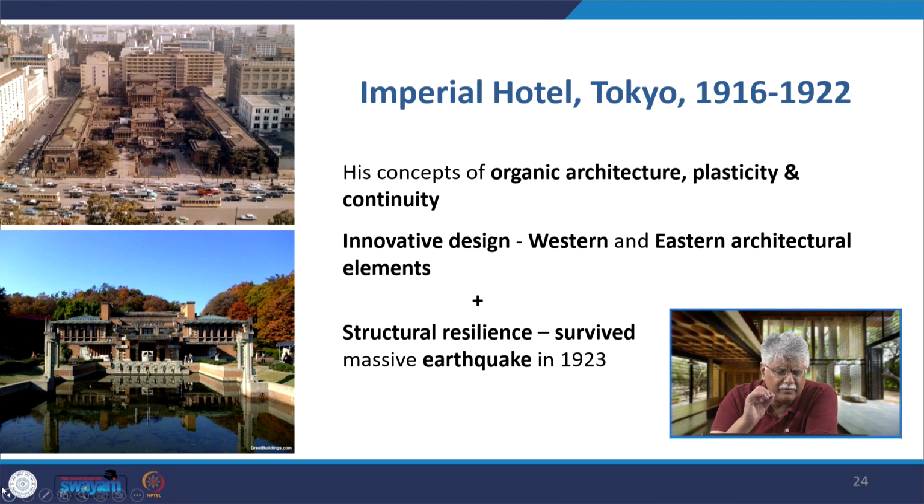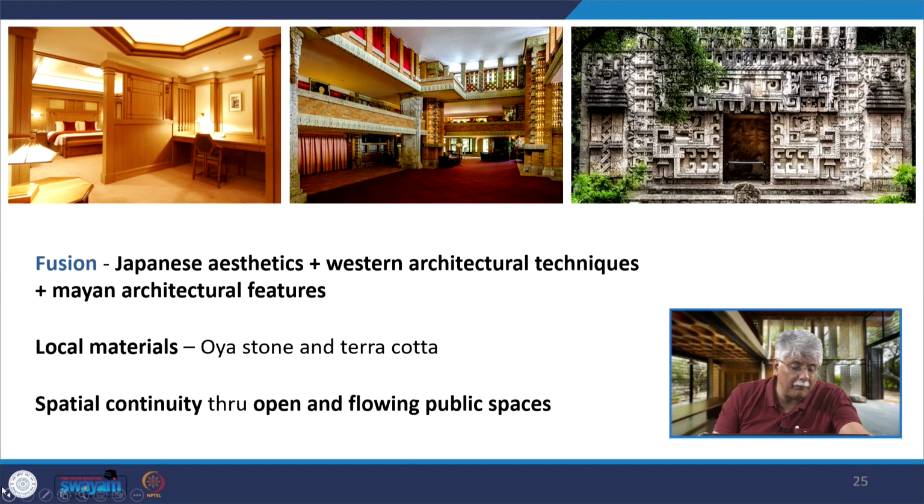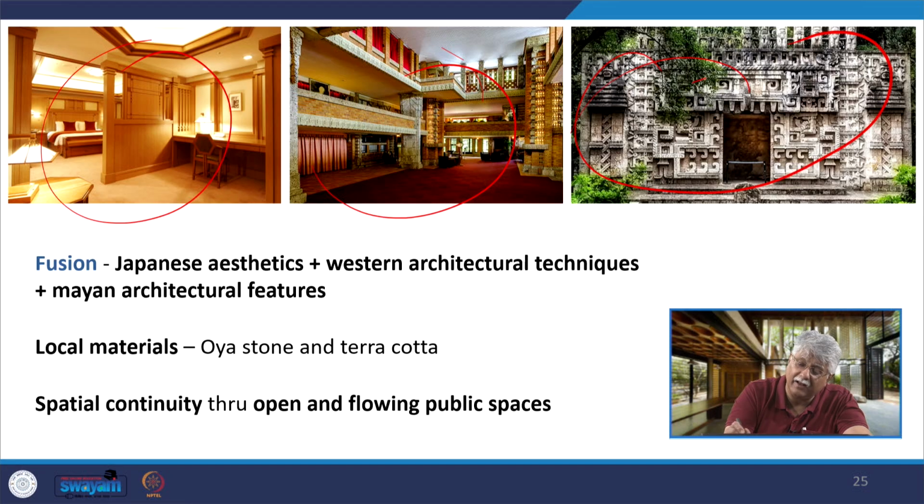F. L. Wright was one architect who totally understood the brief of a problem, and he understood that one major problem in the Imperial Hotel is that a seismic event can happen, they need seismic safety. So he, being the structural engineer that he was, designed the structural system of Imperial Hotel in a certain way. First he fused Japanese aesthetics with Western techniques and Mayan architectural features. This picture shows us the way the space has been arranged, the way the decoration has been done, this aspect of Mayan architecture you see embedded all over.